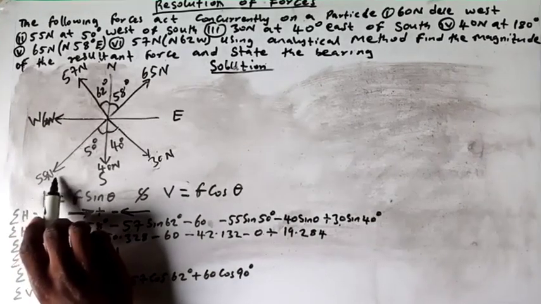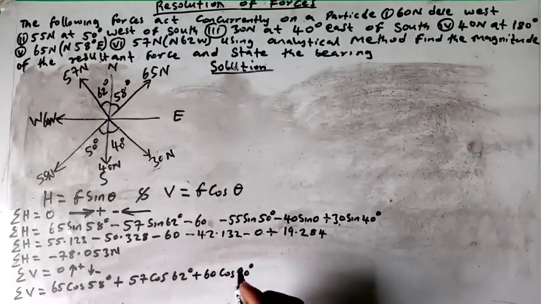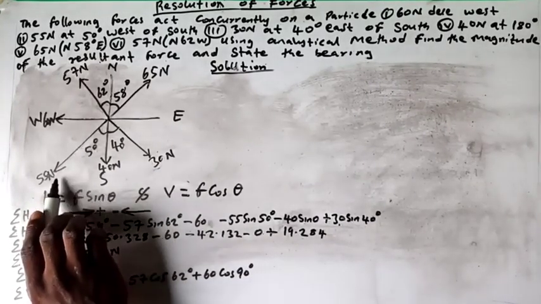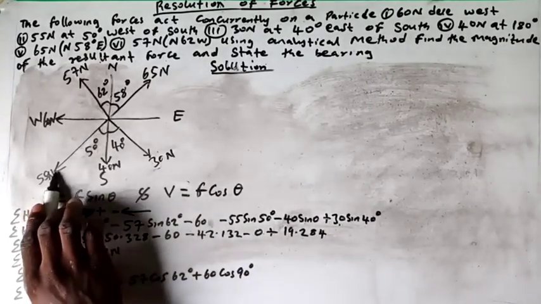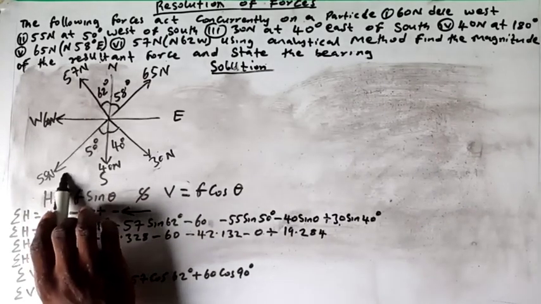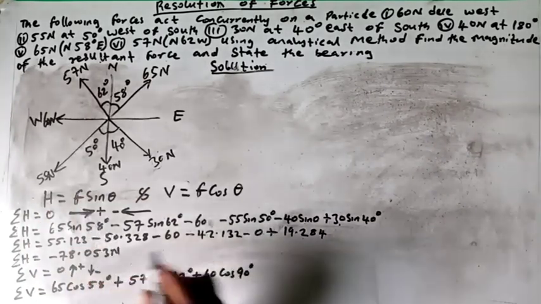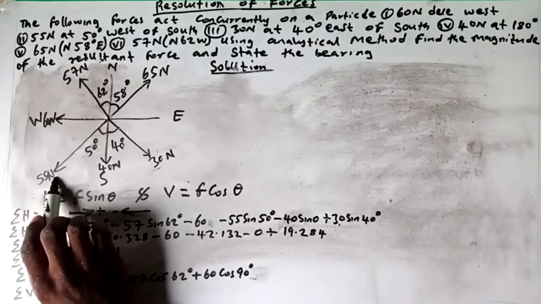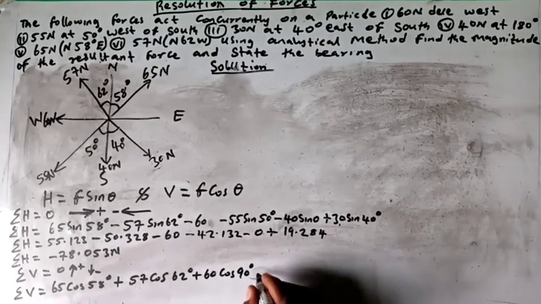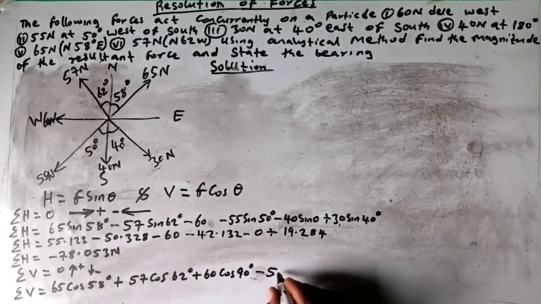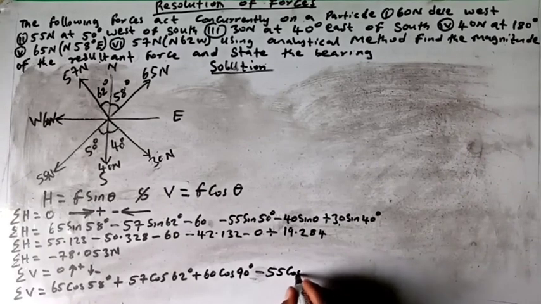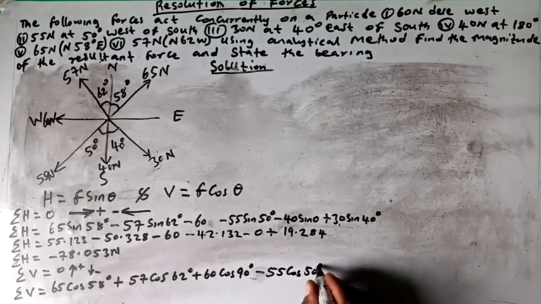The next force is 55 Newton. If we close this angle by dragging this force to this direction, the arrow points towards the negative direction. Therefore, the force is negative. So we now say minus 55 cos 50 degrees.